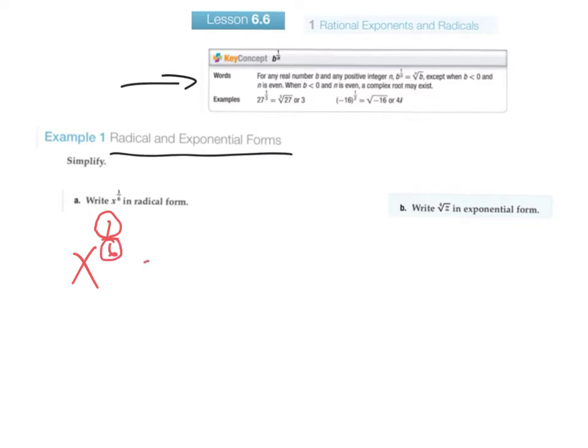So if I were to change this to radical form, I'm going to write my radical, the letter goes in, but the 1 will be the exponent of the x, and the 6 will be the root. And so I've just changed it into radical form.